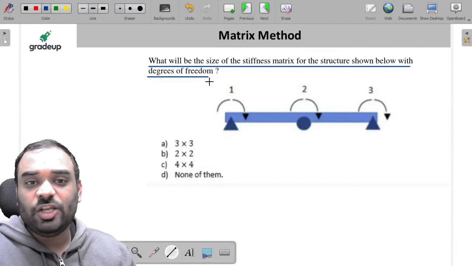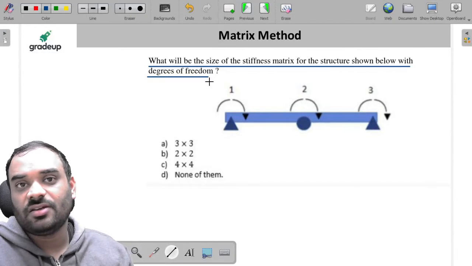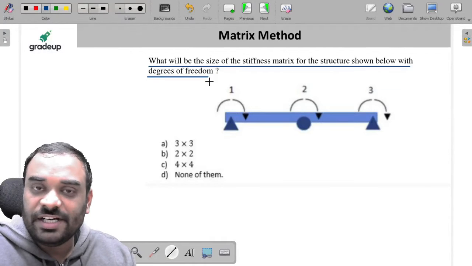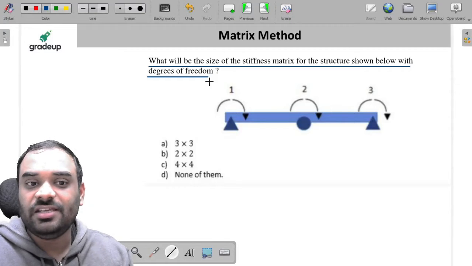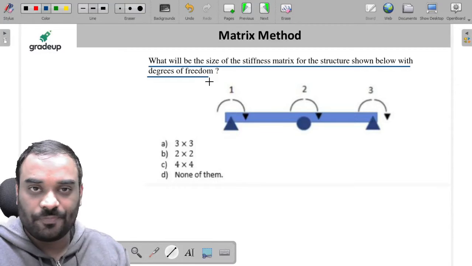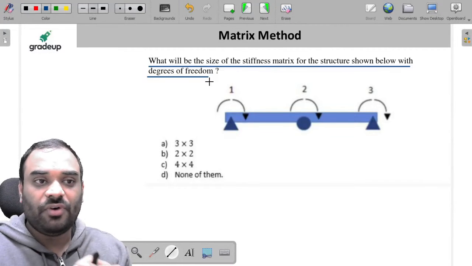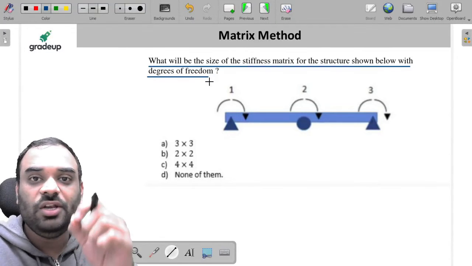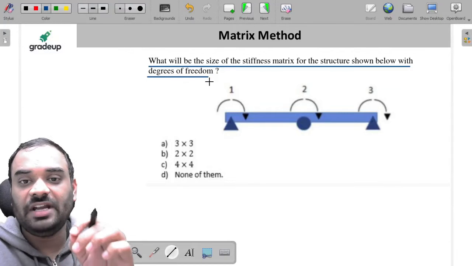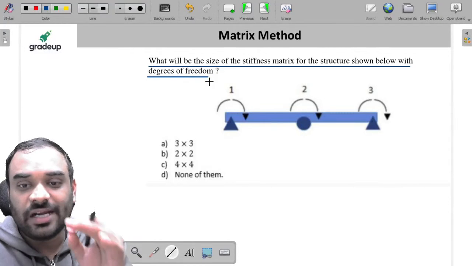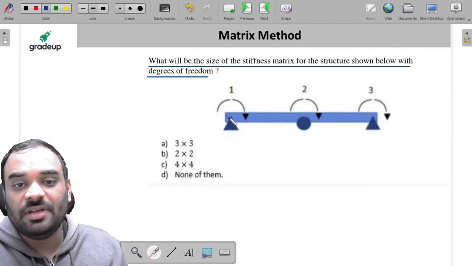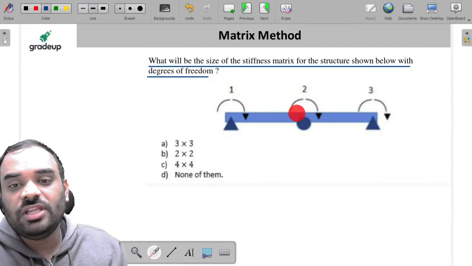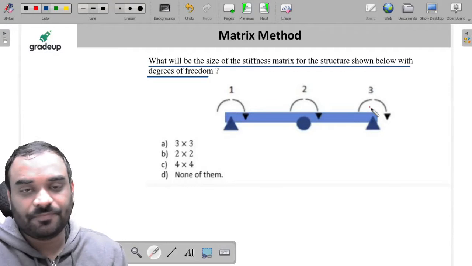Now, let me tell you, my dear friends, how to decide the coordinate direction. Listen carefully. How to decide the coordinate direction and how to decide the order of matrix also. First, in case of stiffness matrix, we have to find the value of Dk. Let us suppose in this particular structure, all the members are axially rigid, right?